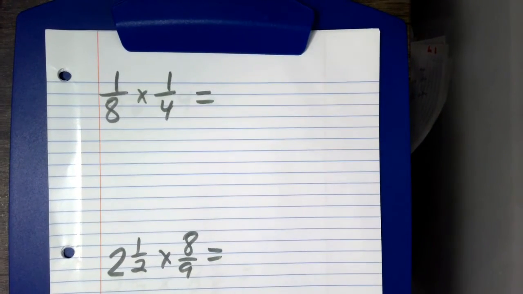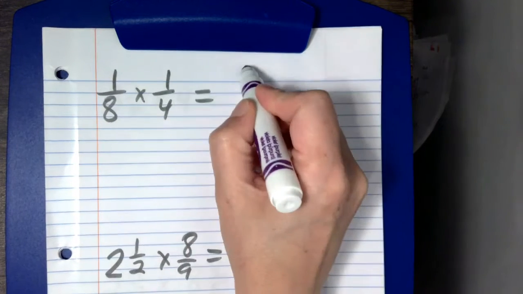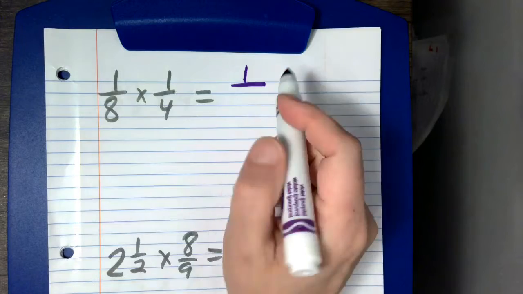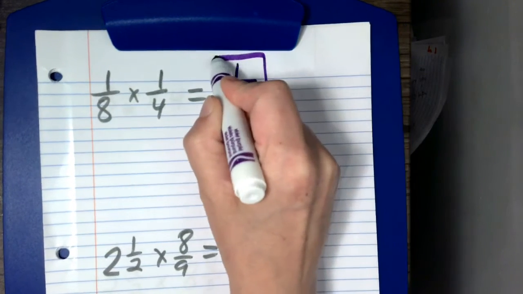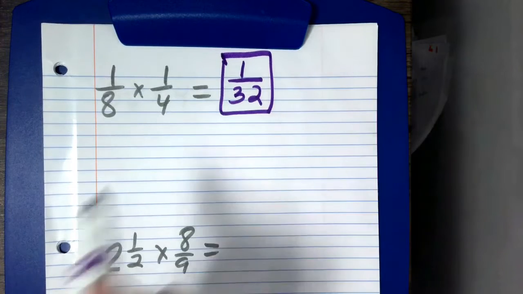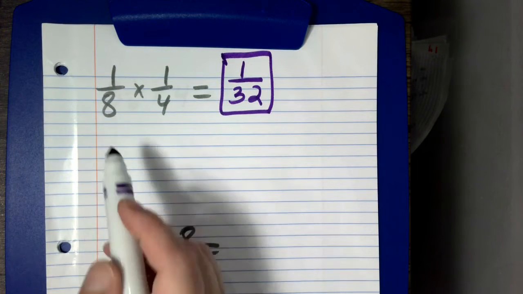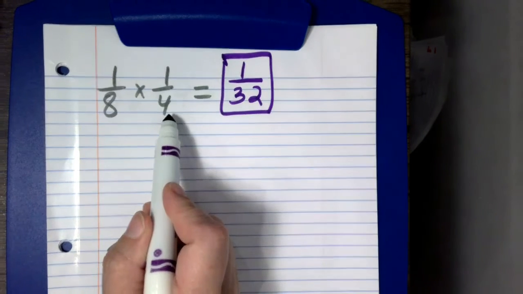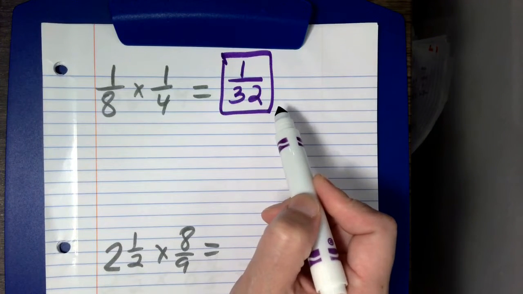For today's warm-up questions, we have 1/8 times 1/4. When we multiply fractions, we're just multiplying numerator times numerator and denominator times denominator. So in this case, we have 1 times 1, which gives us 1, and 8 times 4, which gives us 32. One of the things that you'll notice is that when you're multiplying by a fraction that's less than 1, your number is going to be getting smaller. So we have 1/8 times 1/4, and we have a very small number, 1/32, as our answer.